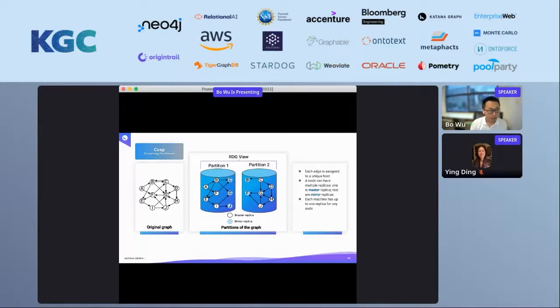However, the problem is that multiple edges may involve the same node, and thus that node may appear in multiple machines. For example, this figure in the middle shows that node C appears in both machines because it appears in two different edges. Then the partitioner creates two replicas, one on each machine. It then chooses one of these replicas as a master replica and the other as a mirror replica. We also make sure that each machine has up to one replica for any node.